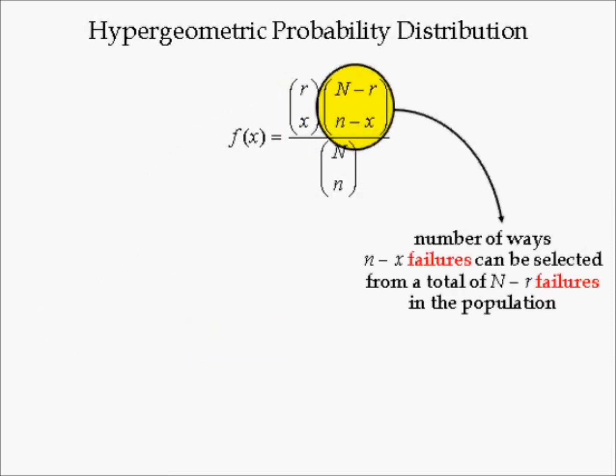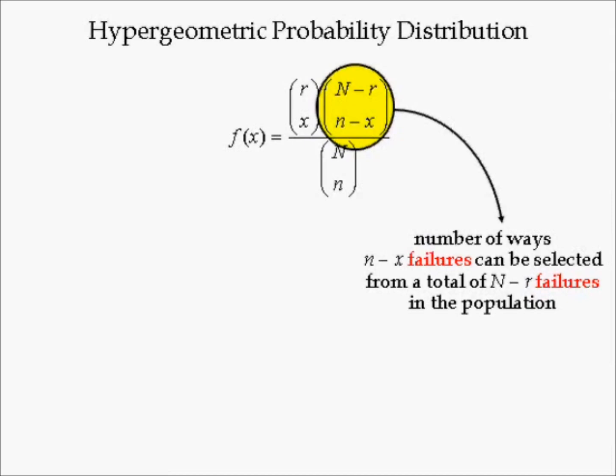Big N minus R choose little n minus X is the number of ways little n minus X failures can be selected from the total number of N minus R failures in the population. If 7,500 of the 50,000 male students who have attended the university over the last 10 years can play, then 42,500 of those male students cannot. So N minus R would be 42,500.